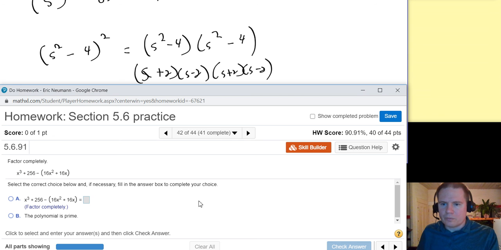There we go. All right, now this one, what in the world is going on here? X cubed plus 16 squared minus 16x squared plus 16x. Well, x is not a common factor for all of these. Why are they putting this in parentheses? I think they're looking for a difference of cubes kind of problem. Maybe they just want you to factor by grouping.